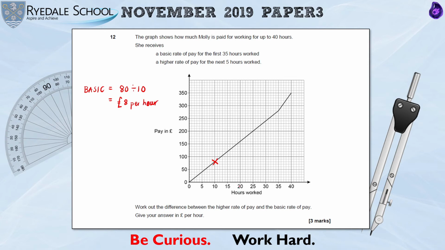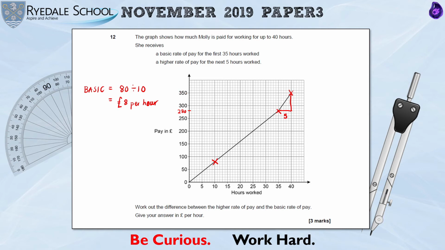Now, it's slightly trickier on this section because we need to see what's going on between here and here. So this represents working for an extra 5 hours, and you can see why it is the gradient, but what I need to see is how much extra she gets for those 5 hours. Now this number here is 280, and this number here is 350.